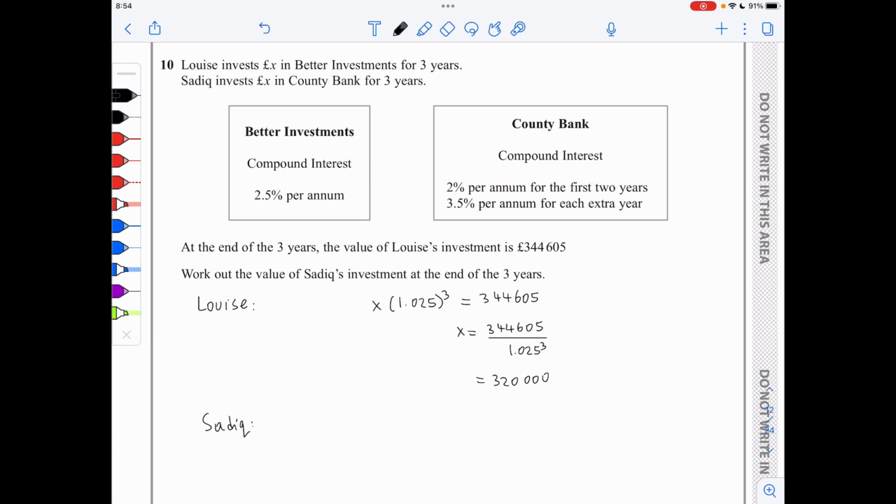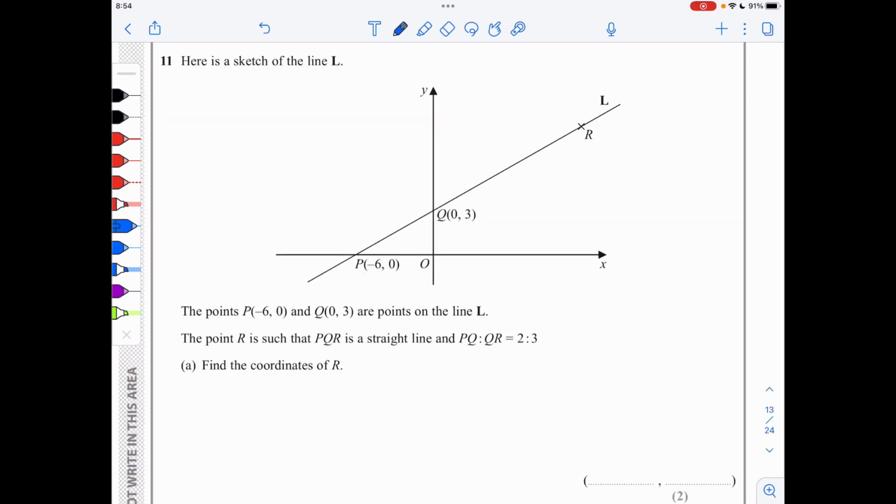So for Sadiq, we're going to do 320,000 times 1.02 to the power of 2, which is the 2% per annum for the first 2 years, times 1.035, which is the 3.5% for the extra year, and this gives an answer of 344,580 and 48 pence.